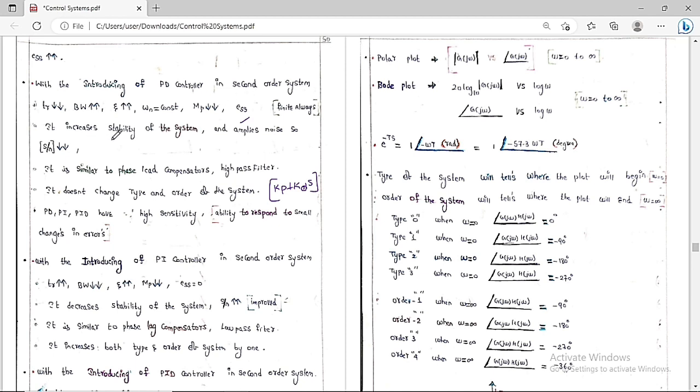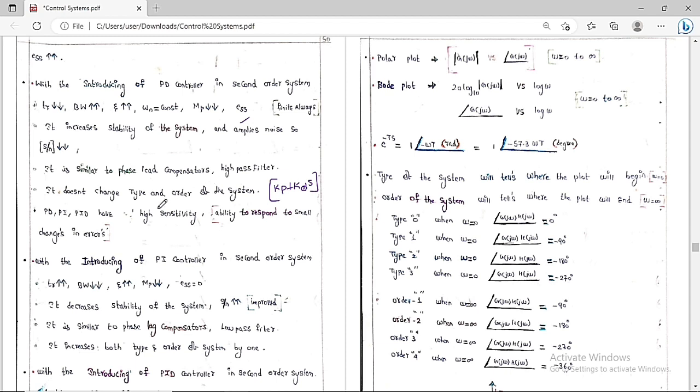It is always going to improve the stability of the system. And because of the derivative, it is going to amplify the noise of the signal. As the noise increases, the derivative increases, so the overall signal to noise ratio will decrease. It is basically similar to a phase lead compensator and is a high pass filter. This one I already told you. And it doesn't change the type as well as the order of the system. It will remain as in the previous case.